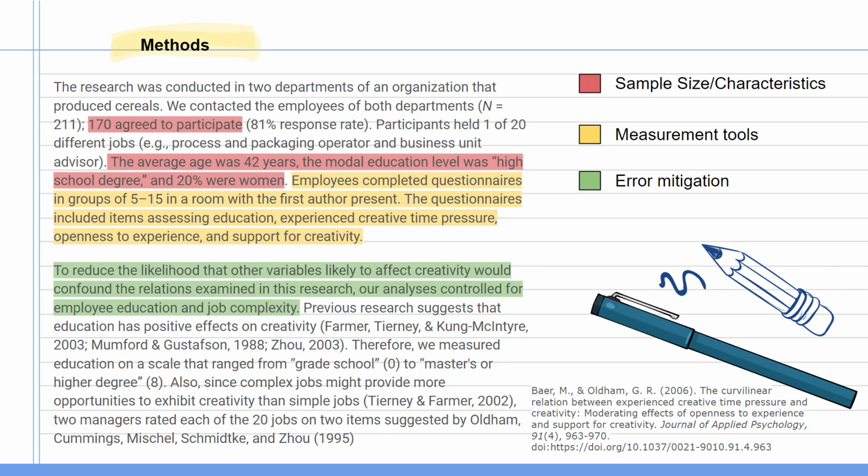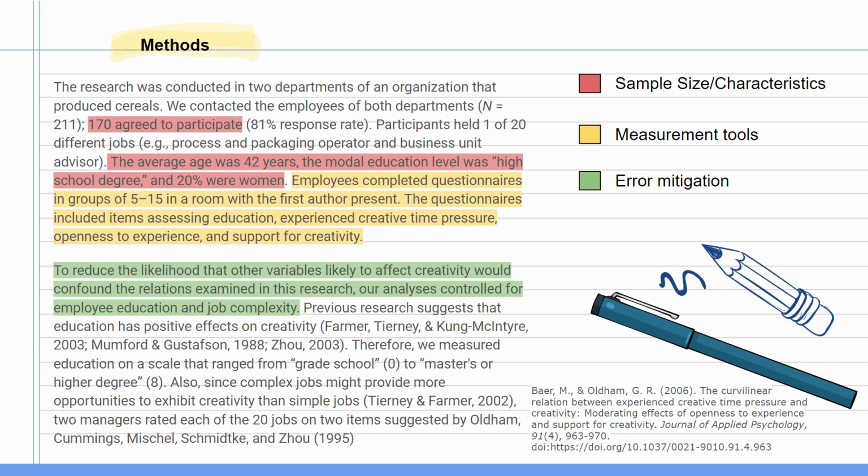Let's move on to the methods section. Again, the methods section is a lot longer, but the things that we actually care about are in red, the sample size, which is going to be super easy to find because it's always going to be a parentheses n equals some number. And that's the number of people who participated in the study. That's what you need to look for.